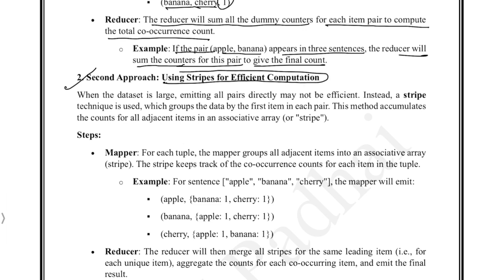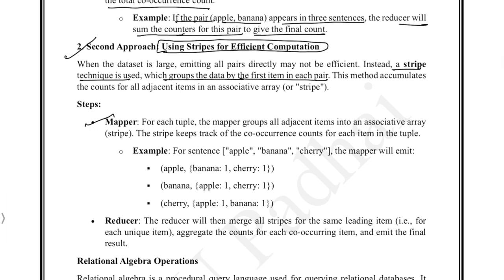Next is the second approach, that is using stripes, for efficient computation. When the data set is very large, emitting all pairs directly may not be efficient. So the stripe technique is used, which groups the data by the first item in each pair. So you take the first item in each pair and then use the stripe method. First is the mapper function. The mapper groups all the adjacent items into an associative array. The stripe will keep track of the co-occurrence count for each item in the tuple.